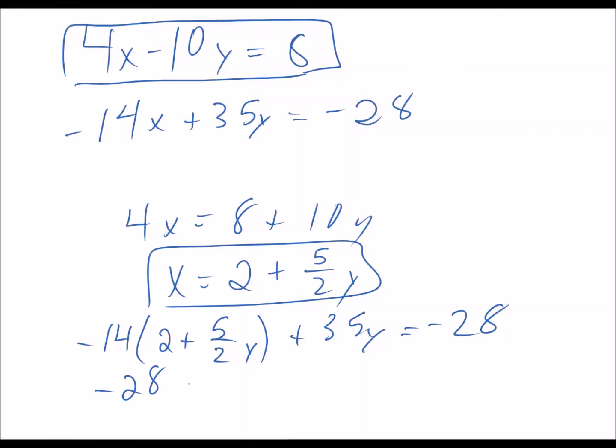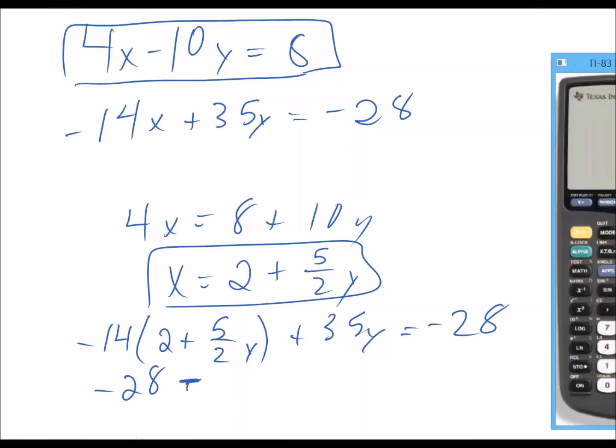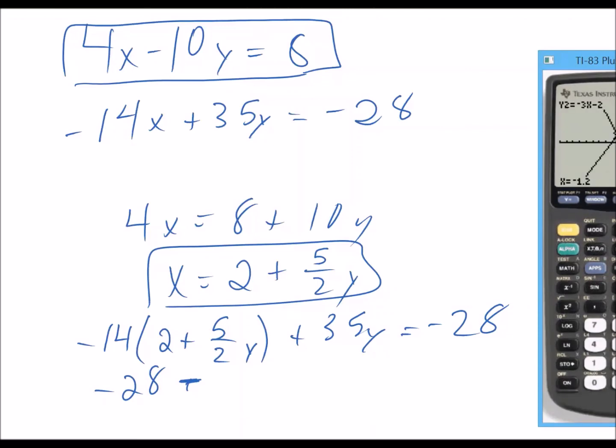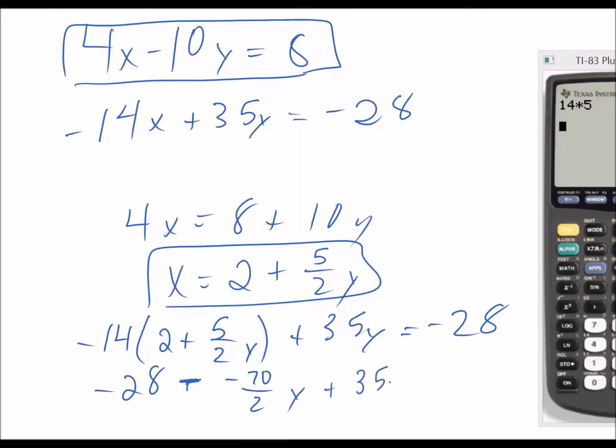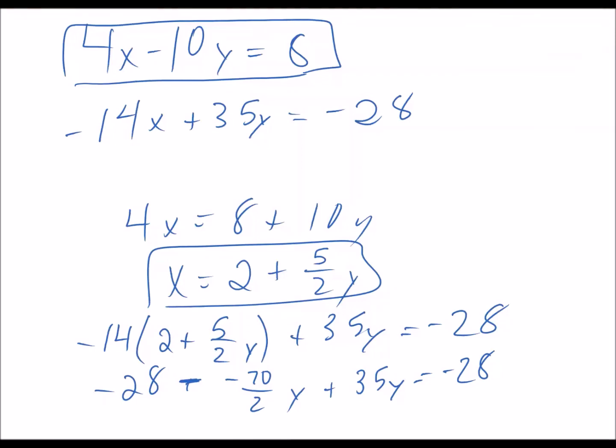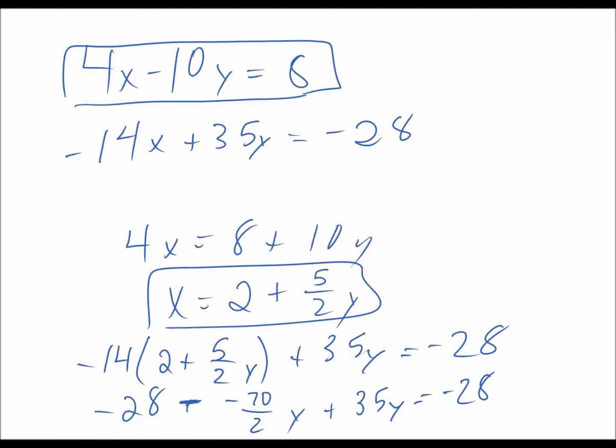Negative 28 minus, see, negative 14 times 5 over 2 y, that's negative 70 over 2 y, plus 35y equals negative 28. I'm running out of space here, so hopefully this program will let me drag down the screen a bit. Okay, this should work.